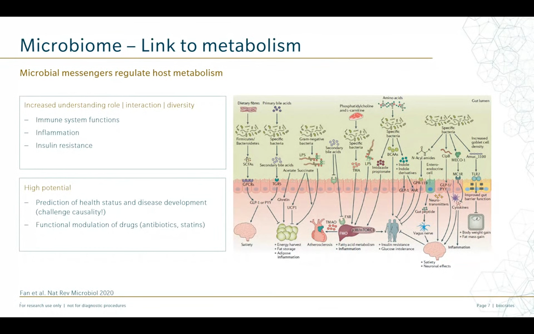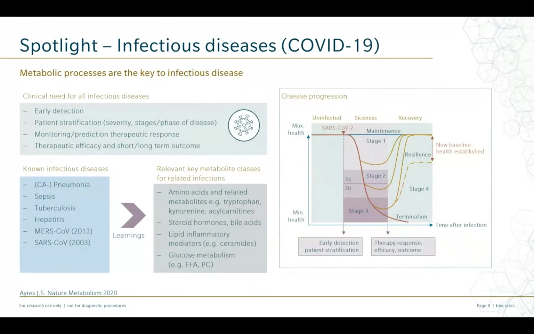My second spotlight today is infectious disease, specifically COVID-19. Infectious diseases have a very strong link to metabolic phenotype and especially pre-existing metabolic risk factors present in the human being drive the infection severity, as we already know for COVID-19 today. On the right-hand side, you can see the disease progression and different disease severity stages of COVID-19.